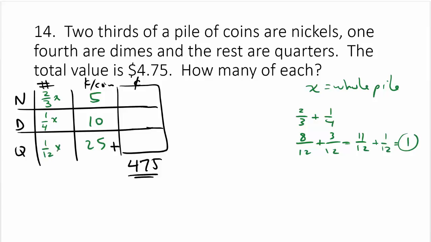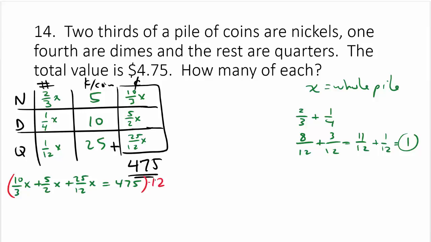Now I multiply across, so 2/3 x times 5, that's 10/3 x. 1/4 x times 10, that's 10/4, which is 5/2 x. And then 1/12 x times 25 is 25/12 x. So now we have this equation. We have 10/3 x plus 5/2 x plus 25/12 x equals 475. Now I could get a common denominator and add them all together, but I can also multiply everything by 12, which is the LCD. So I multiply everything by 12.